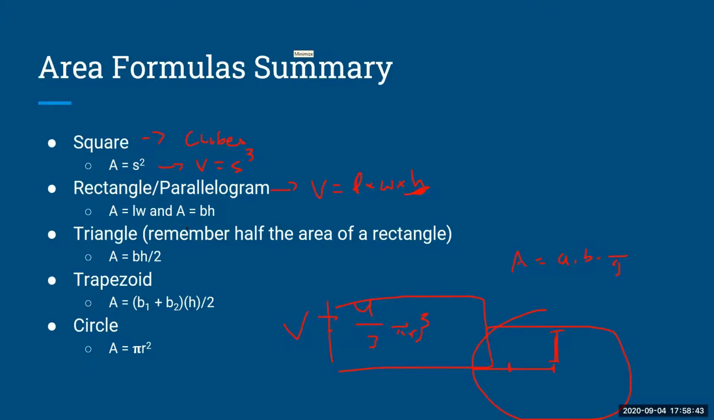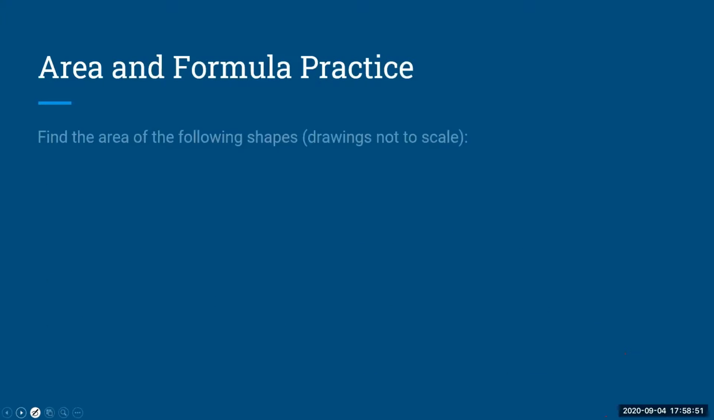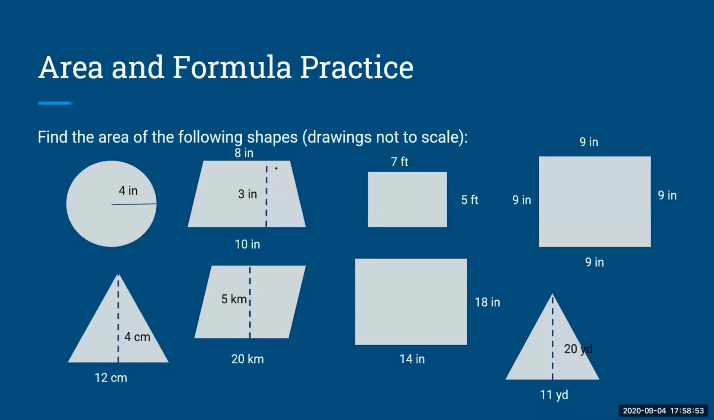LW is length times width, and base times height. They're interchangeable, they mean the same thing. All right. Find the area of the following shapes, and the drawings are not to scale, by the way. Should be really easy.